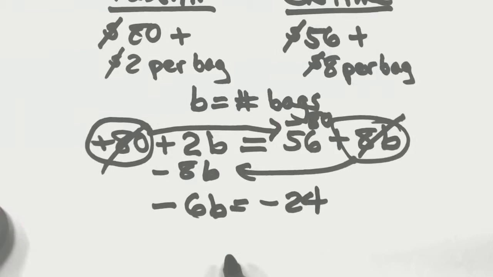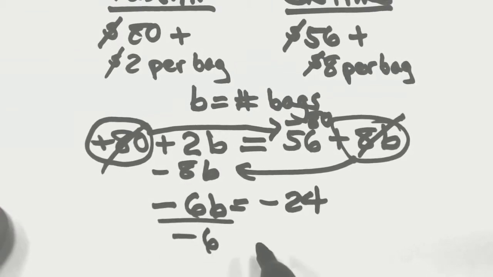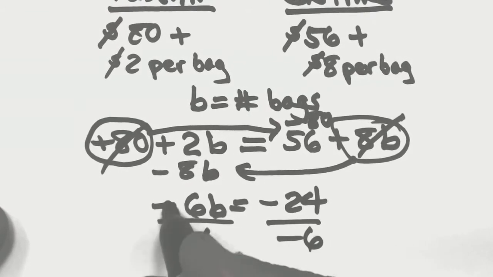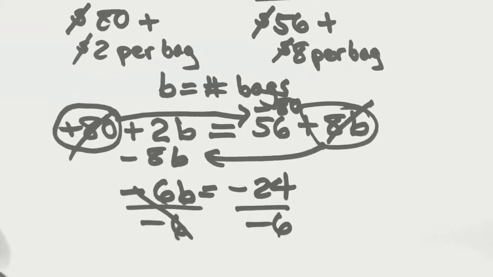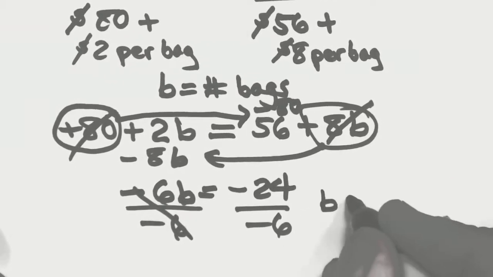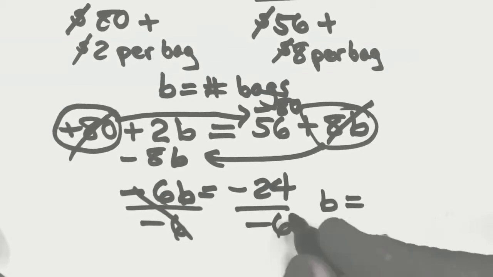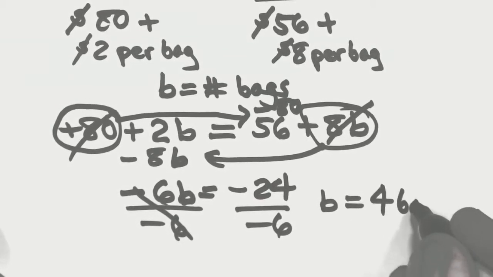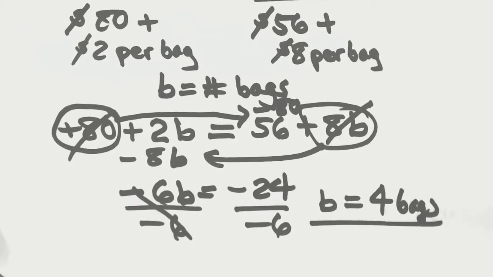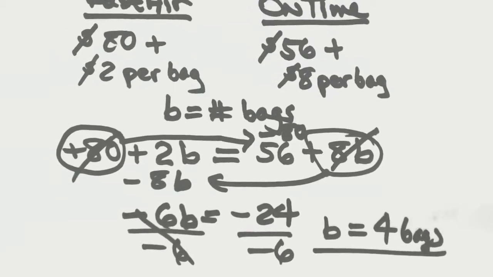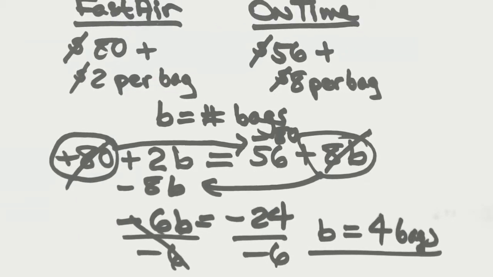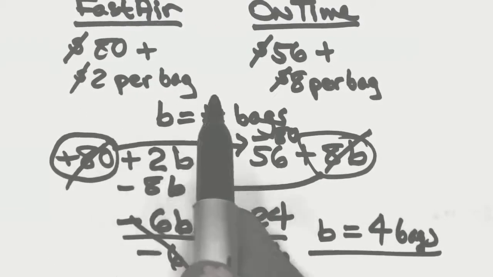Okay, well, of course, divide both sides by negative 6, and that will give me what the break-even is for the number of bags. Looks like B equals, this just reduces to positive 4. So the break even is 4 bags. Okay, well, if we were going to be taking 4 bags on the flight, the cost would be exactly the same in both of these.